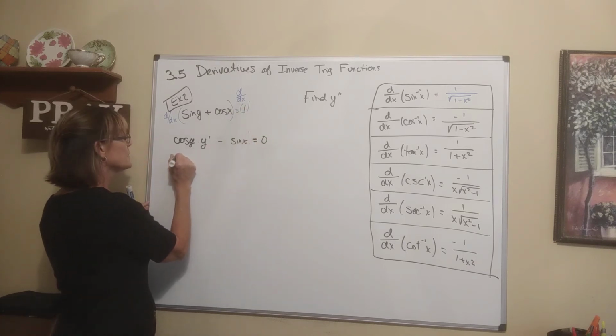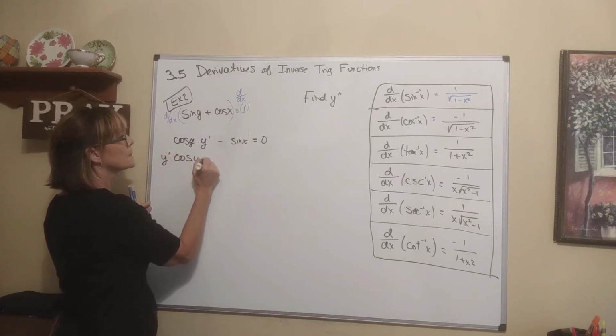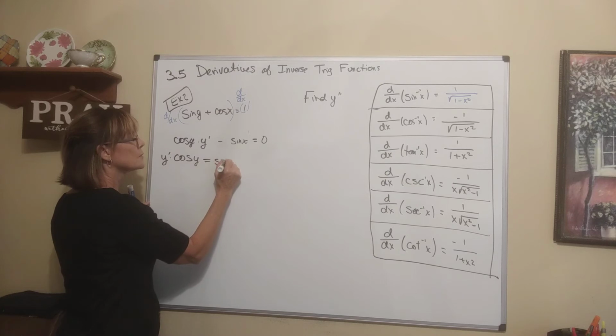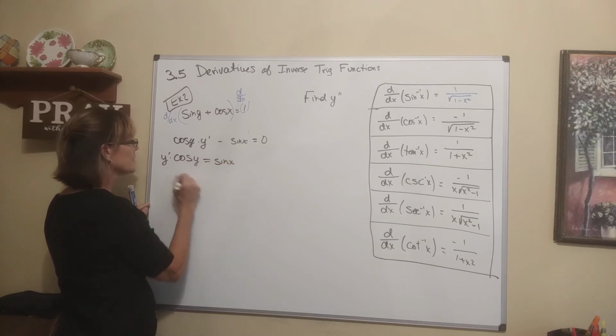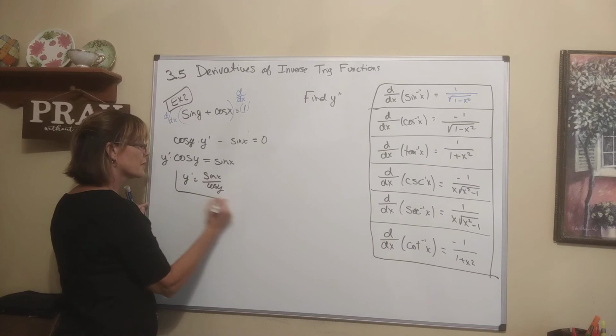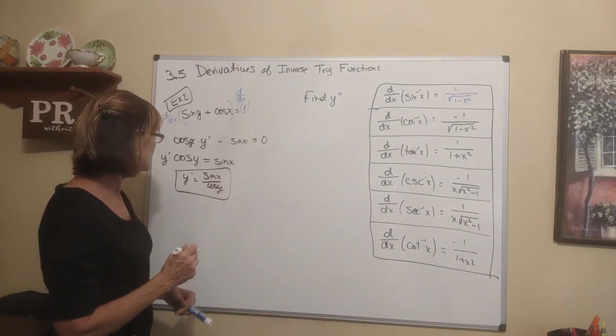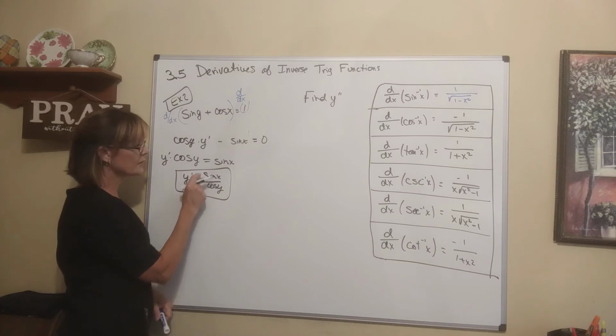So the cosine of y times y prime is equal to the sine of x. When I move that to the other side, I can divide both sides by cosine of y. I get y prime is the sine of x over the cosine of y. This is y prime. All right, we've got to find y double prime. So what we're going to do is take the derivative of this right here.